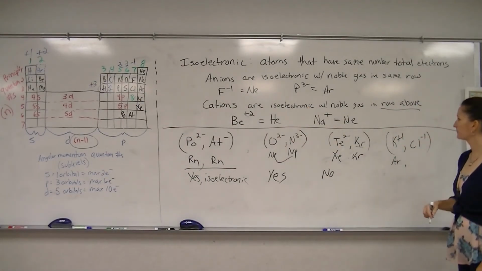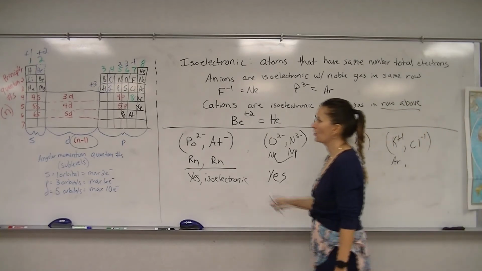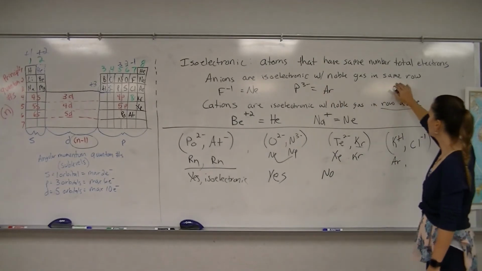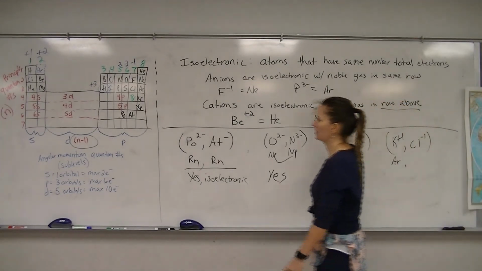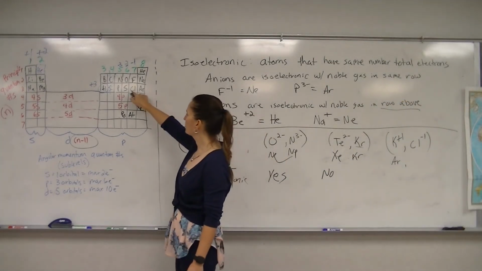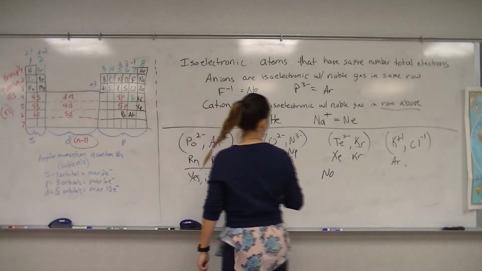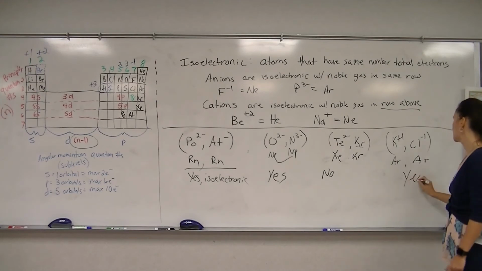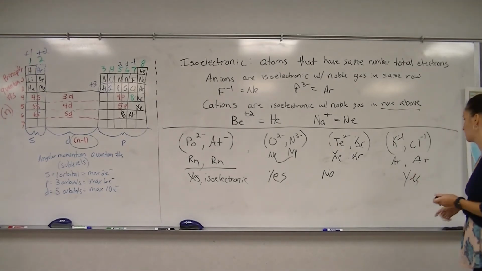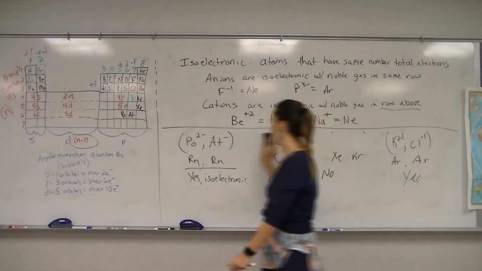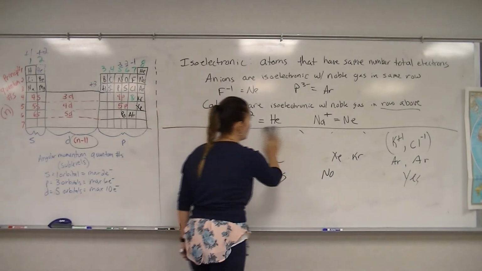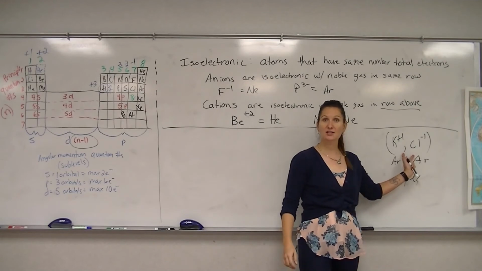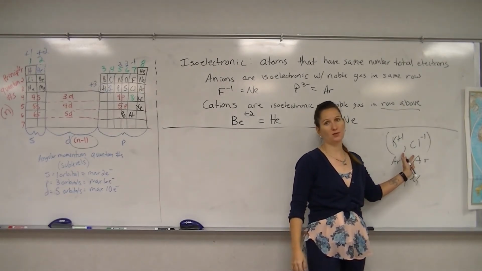What about chlorine? Chlorine is in row 3. It's an anion, so it's going to be isoelectronic with the noble gas in the same row. So chlorine's here, period 3. What's its noble gas? Argon. Do they match? Absolutely they do. So yes, they are isoelectronic with each other. And just to make a little more sense of this, we're going to draw the electron configurations of these guys to prove that they have the same number of total electrons.